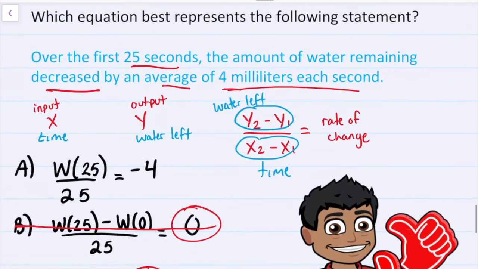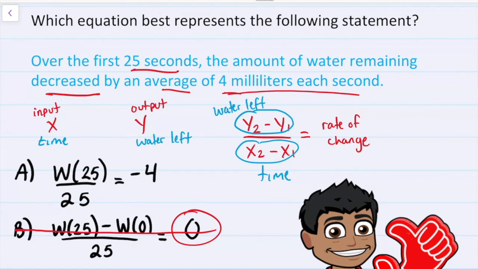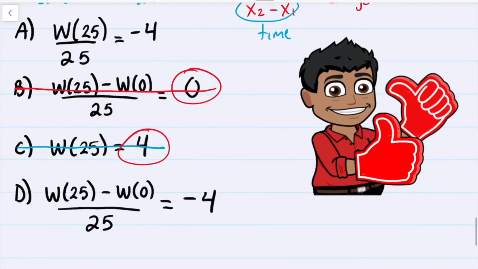Now, look at the bottom one. Look at the first one. W of 25 equals 25. Well, look at the bottom one. W of 25 minus W of 0 equals 25. Why does this one have W of 0 and not the one in letter A? Think about that for a second. Why is it important to include the W of 0?